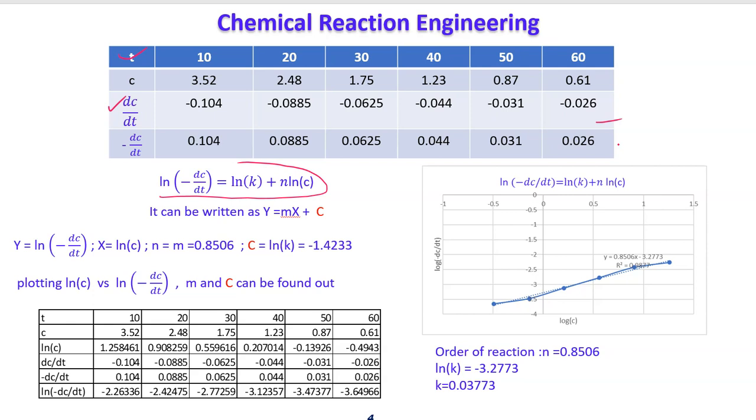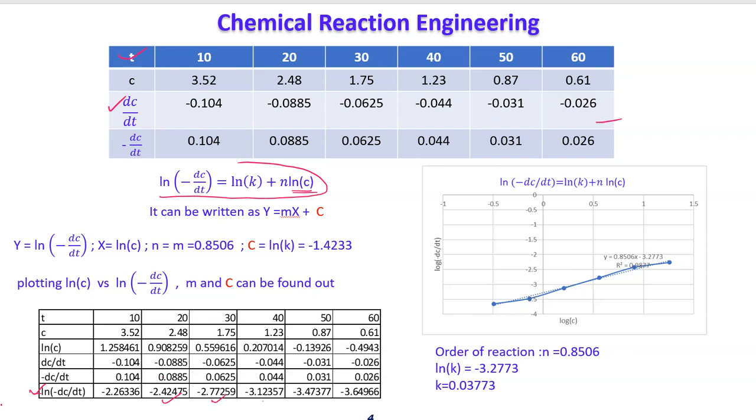Now in this table you can see that I did the calculation in Excel. So here ln of minus dCA/dt is minus 2.26336. Then for this point, 0.0885, then 0.0625, 0.04, that is minus 3.12357. So we got ln of minus dCA/dt. And we also need ln C. So ln C is the natural log of 3.52, and we get this value.